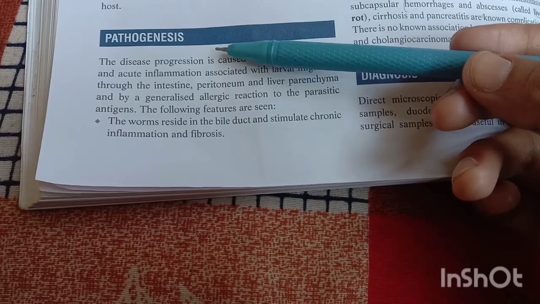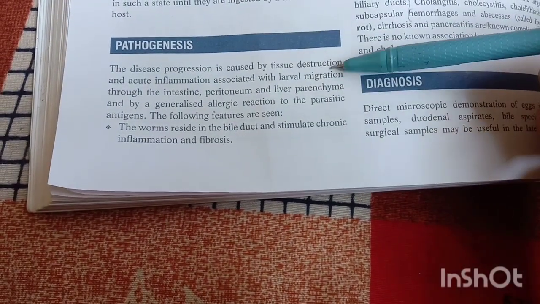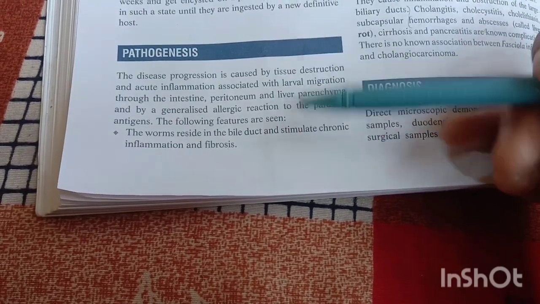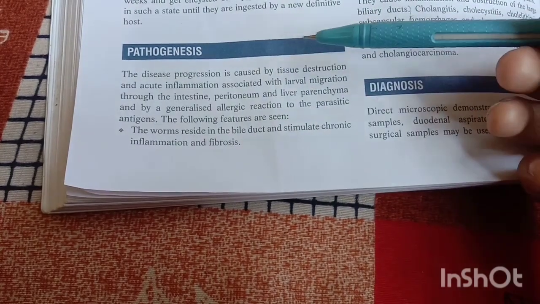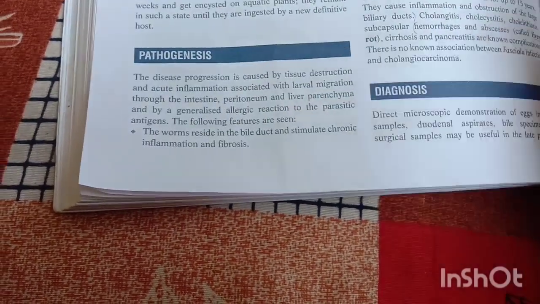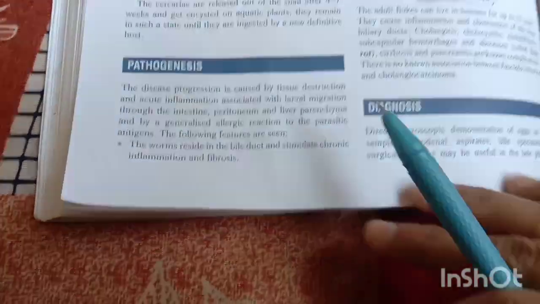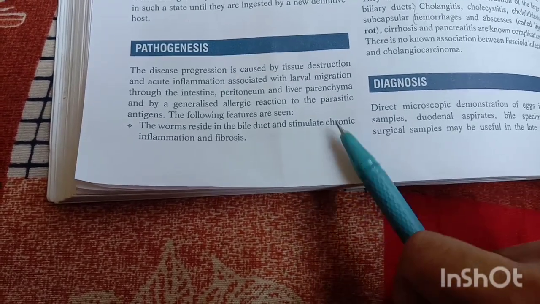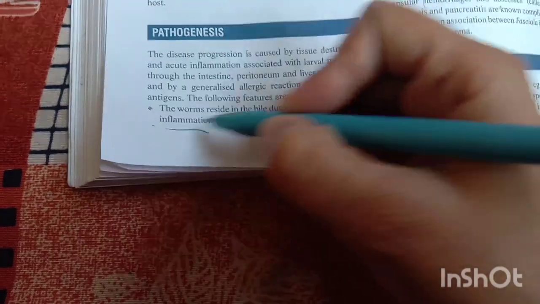Okay, next we have the pathogenesis. So this disease causes tissue destruction and inflammation associated with the larval migration through the intestine and liver parenchyma, and it also causes an allergic reaction to the parasitic antigens. So there are some features which are seen due to the Fasciola, like the adult worms reside in the bile ducts and stimulate chronic inflammation and fibrosis. Okay, so inflammation and fibrosis.